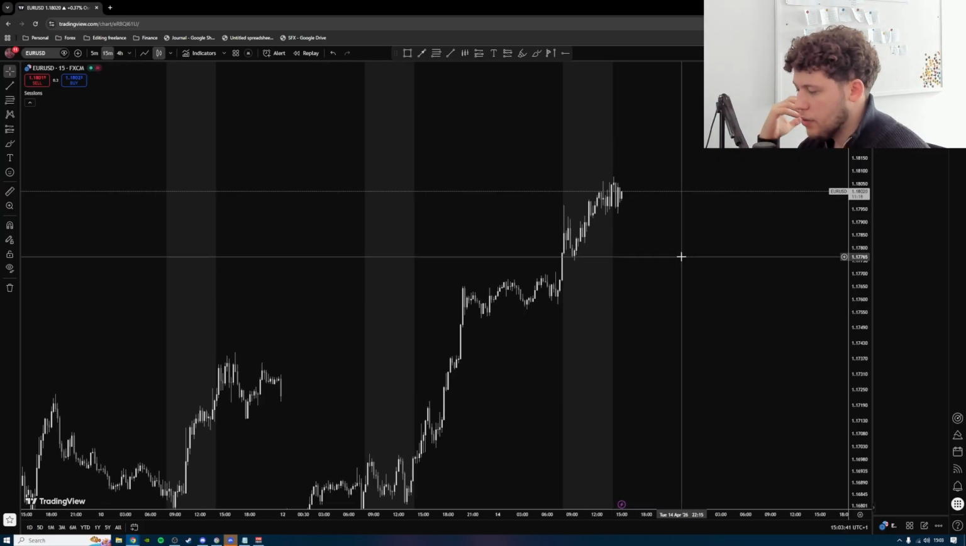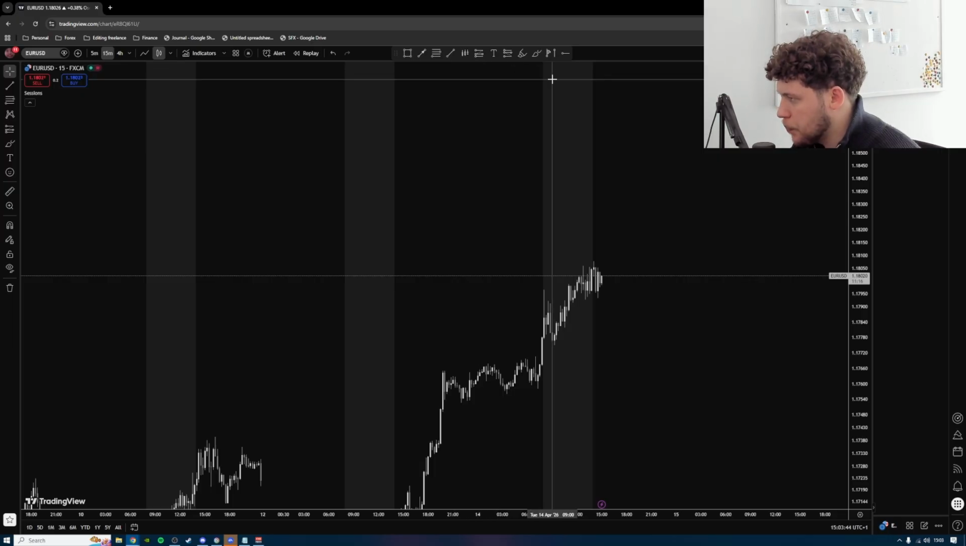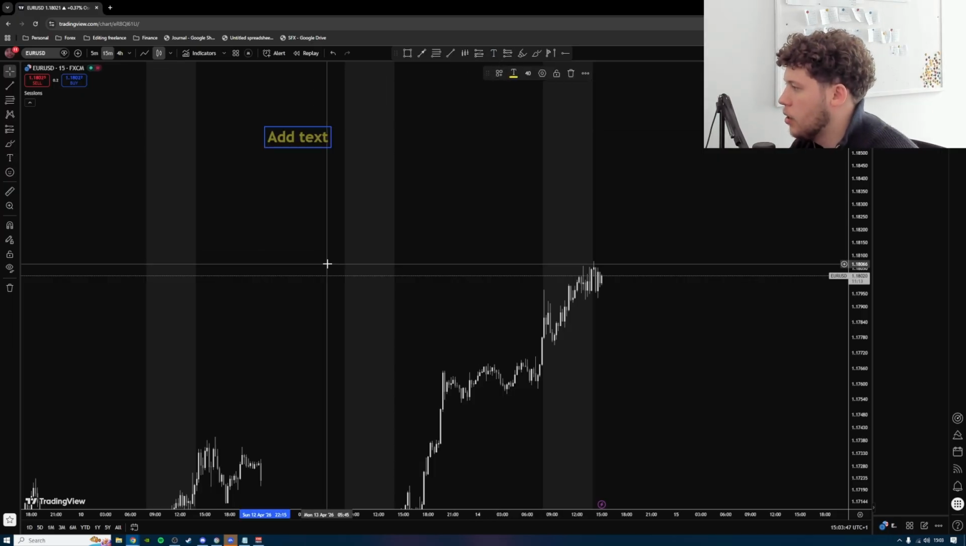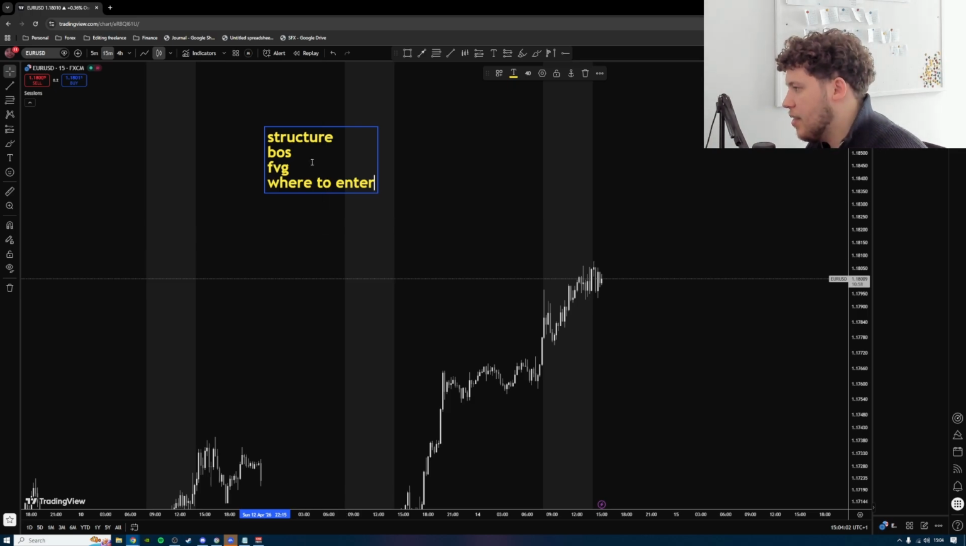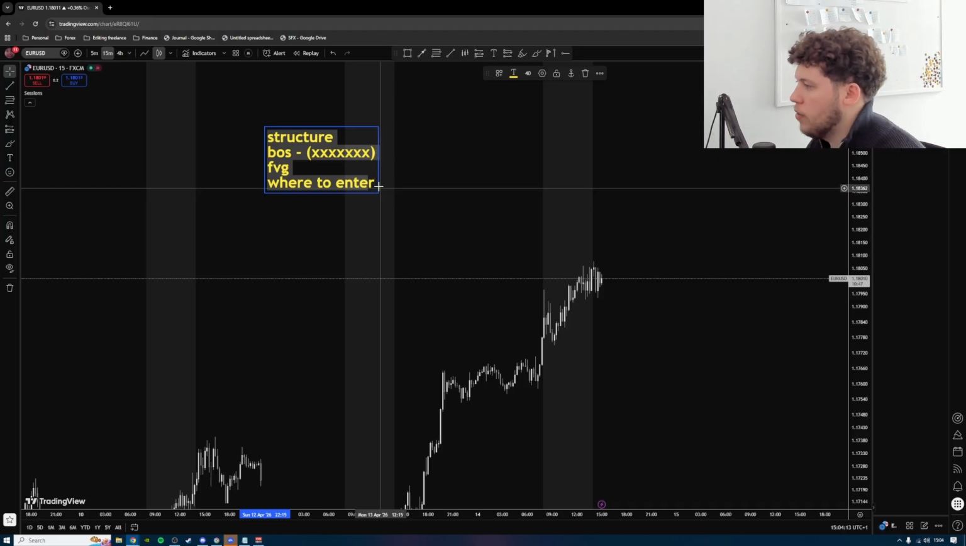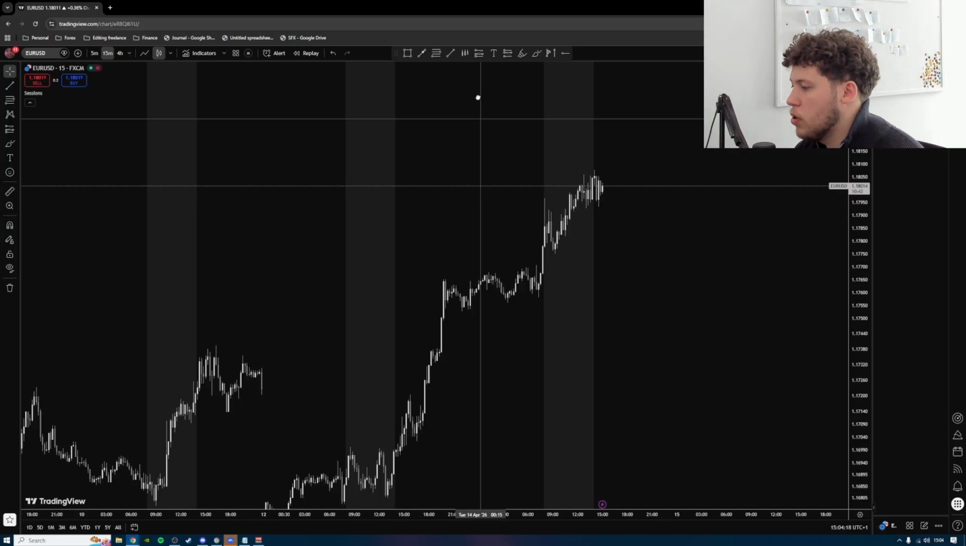Now, there's a few things required for this setup. So, step one is you need to follow structure, obviously. Then you need to look for a break of structure, obviously. Then we use fair value gaps and then where to enter. Now, within this break of structure, there's a specific secret thing that I use, which I will get into in this video. But these are kind of the main ones that we're going to be using, and I have used for a long time to trade this pair.